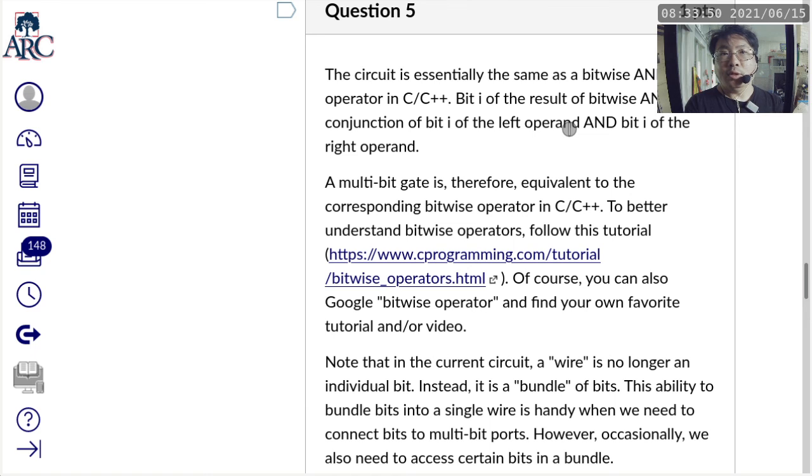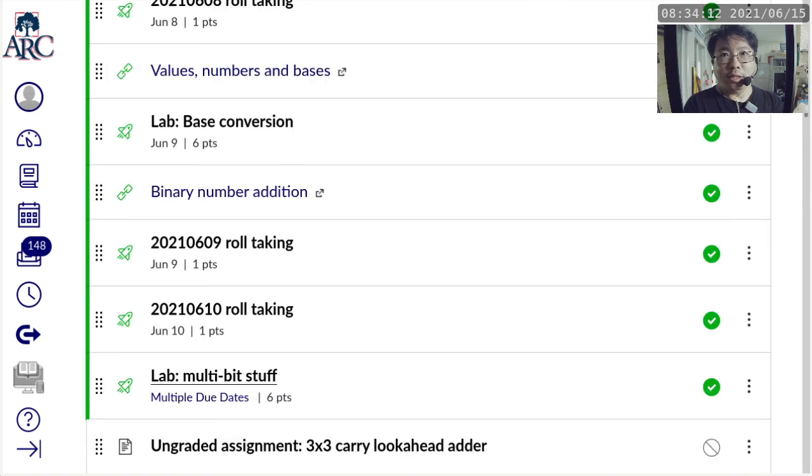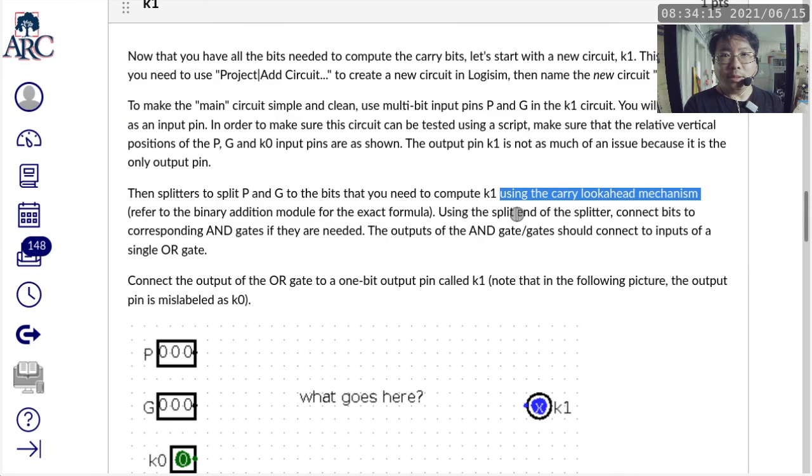And I received no questions whatsoever over the weekend or during the lab about what is a bitwise AND versus a bitwise OR versus a logical AND versus a logical OR. Nobody asked any questions. So, not being a mind reader, I'm just going to assume everybody understands the concept. If they understand the concept, then this lab should not be a problem. Really should not.